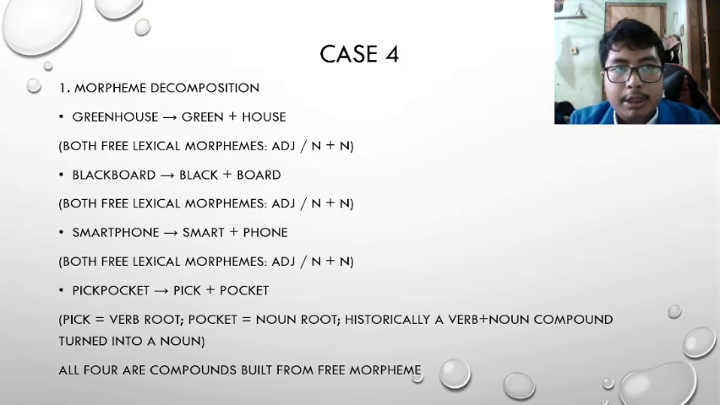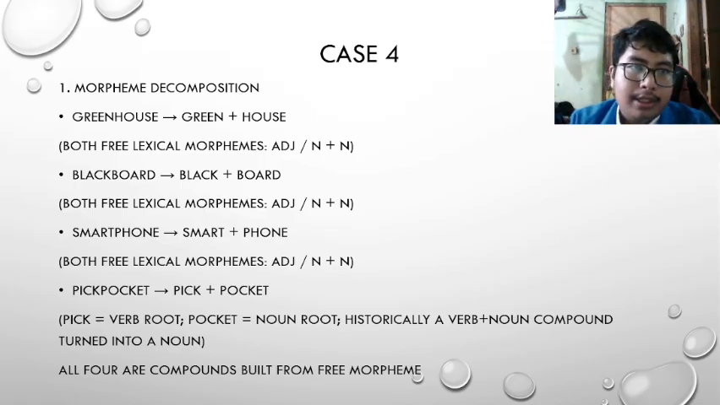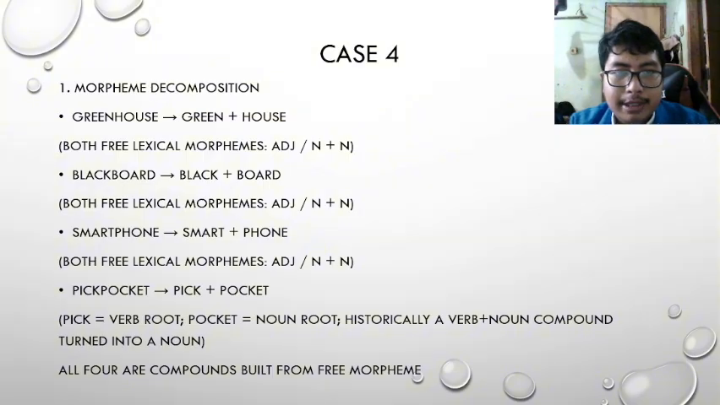Case number 4. Number 1, morpheme decomposition. Greenhouse: green plus house, both free lexical morphemes, adjective plus noun. Blackboard: black plus board, both free lexical morphemes, adjective plus noun. Smartphone: smart plus phone, both free lexical morphemes, adjective plus noun. Pickpocket: pick plus pocket, pick as a verb root and pocket as a noun root. Historically, a verb plus noun compound turned into a noun. All four are compounds built from free morphemes.